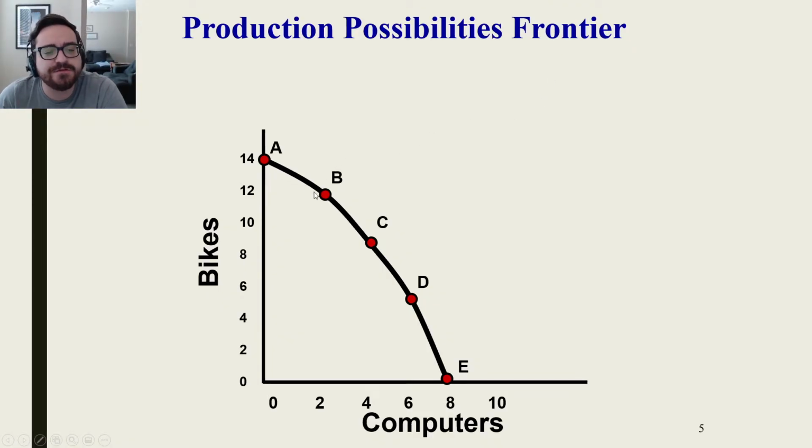So I mentioned each of these points is a good combination. The line is effectively full employment. So any combination below your production possibilities curve would be inefficient. There's some level of unemployment. Like if I'm making 2 computers and 6 bikes, something has gone wrong, right? Because based on the table, I can make 2 and 12. So why am I making 2 and 6? Well, that means I'm not using all my resources properly.